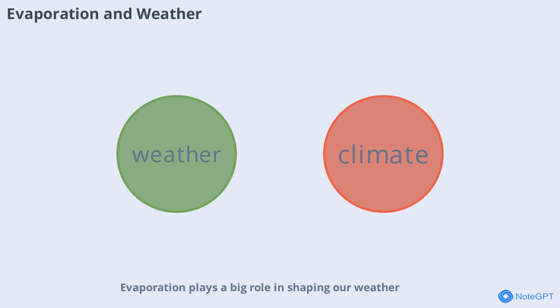Evaporation plays a big role in shaping our weather. As water evaporates from oceans and lakes, it adds moisture to the air, which can lead to cloud formation and eventually rain. This process helps regulate temperature and humidity, influencing everything from local breezes to global climate patterns. Without evaporation, our weather systems would be very different.